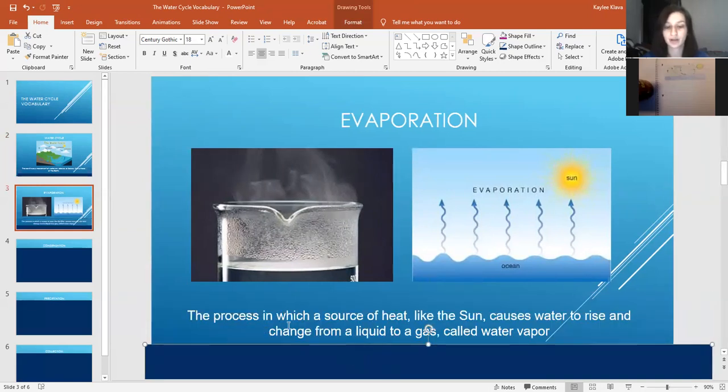Evaporation is the process in which a source of heat like the sun causes water to rise and change from a liquid to a gas called water vapor. Pause the video and write this definition in your journal. Remember, you can use your own words in your notes. I could say, evaporation is when water turns from a liquid form into gas form.